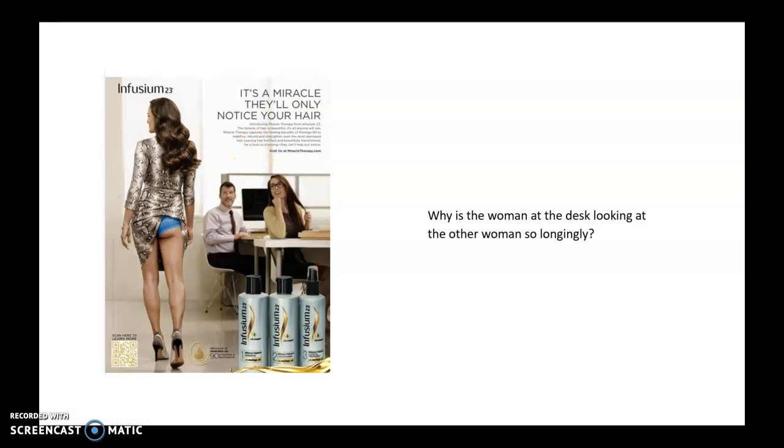So I have here an example of an ad. So if we were going to use the Infusium ad, an example of a question that I could ask is, why is the woman at the desk looking at the other woman so longingly? So I'm asking about possible feelings of an individual in the ad because she appears to be looking at her and saying something like, oh, I wish I could look like that. She has that longing look. And so that would be a question about an individual.